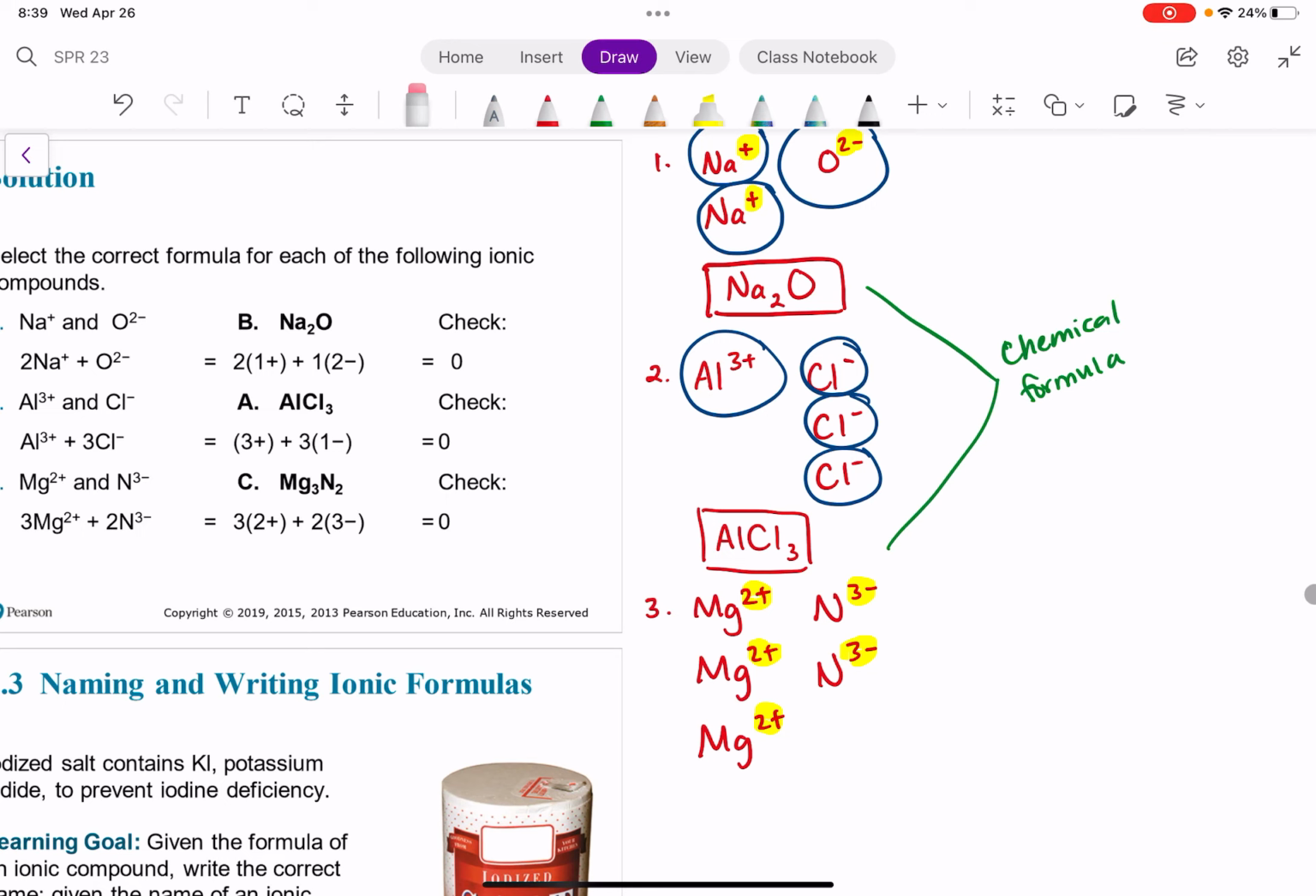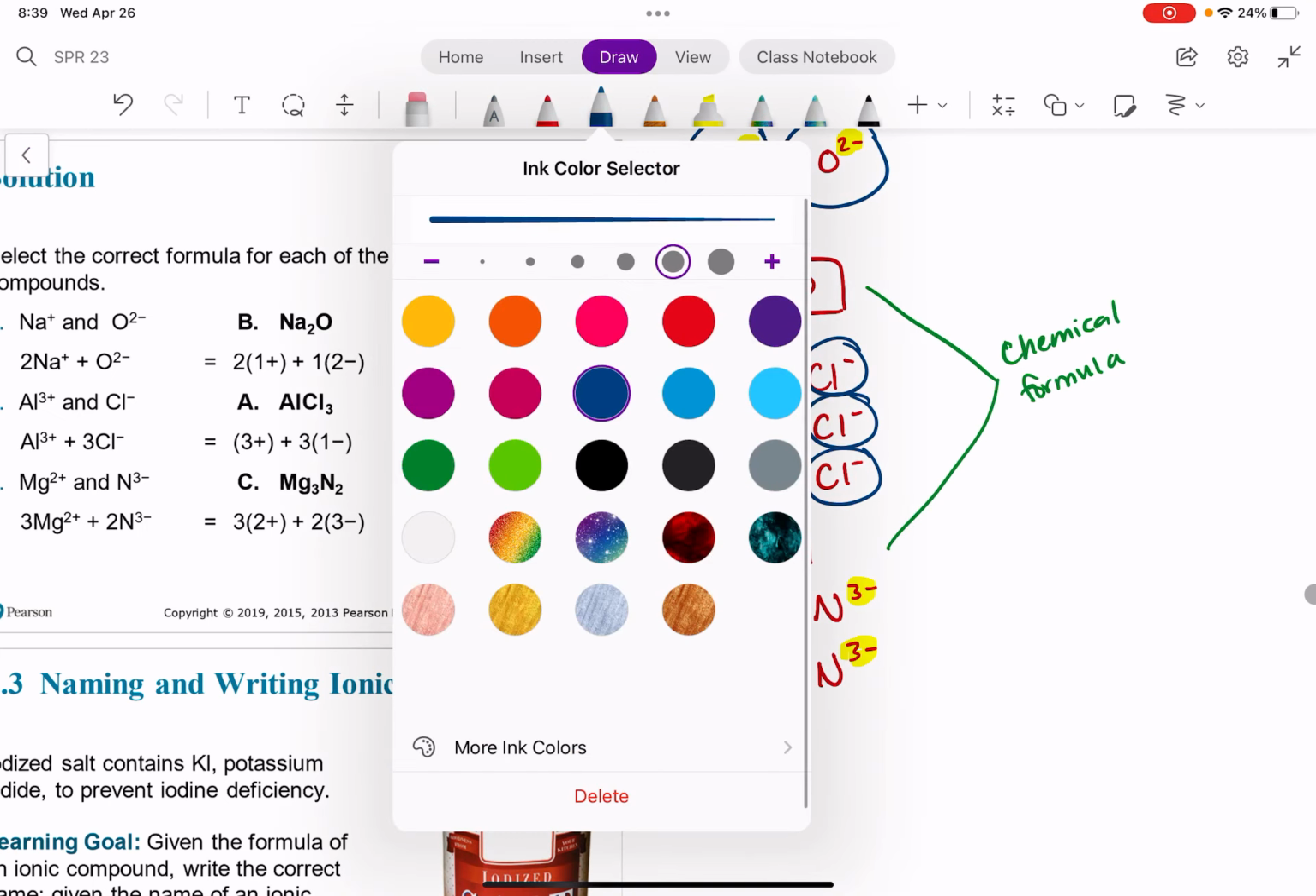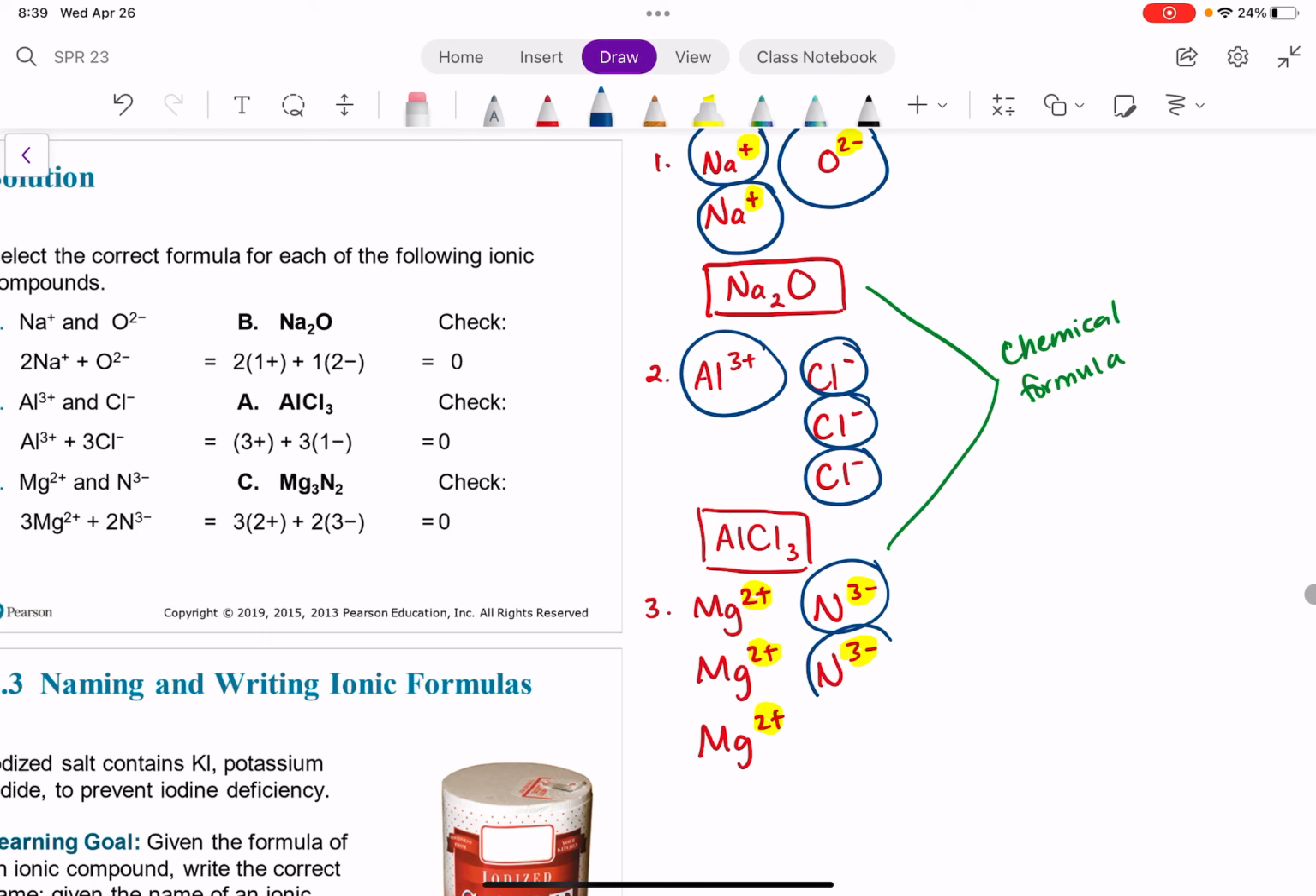Another way you could think of it, and if this helps, use it. If it doesn't help, that's okay. Draw it out like this. You could think of the least common multiple. The least common multiple of 2 and 3 is 6. They both go into 6. 2 goes into 6 3 times, so I need 3 magnesiums. 3 goes into 6 2 times, so I need 2 nitrogens. If that works for you, that's great. If it doesn't, ignore it and just draw it out like this. You will just get used to that though.